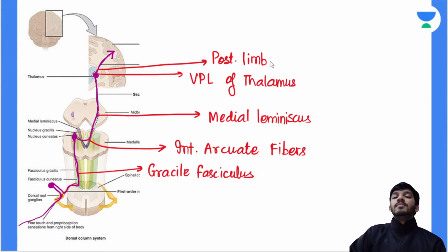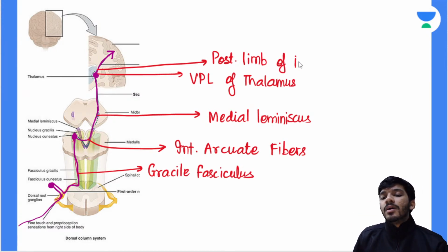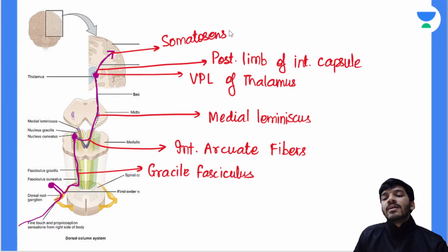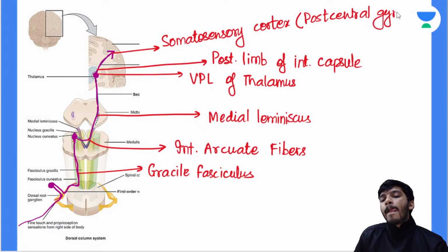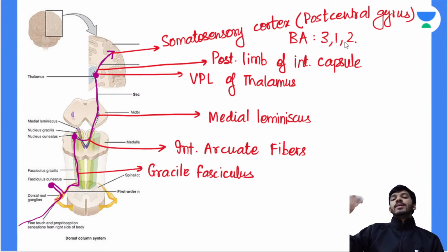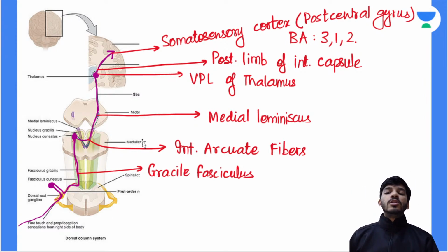Internal capsule has a posterior limb and an anterior limb, right? I'll talk about the internal capsule separately, but for now, please remember the posterior limb of the internal capsule. And ultimately, all the sensory input goes to the somatosensory cortex, which is present in the post-central gyrus, which is called Brodmann's area 312. That is the pathway that is followed by the dorsal column or the posterior column.